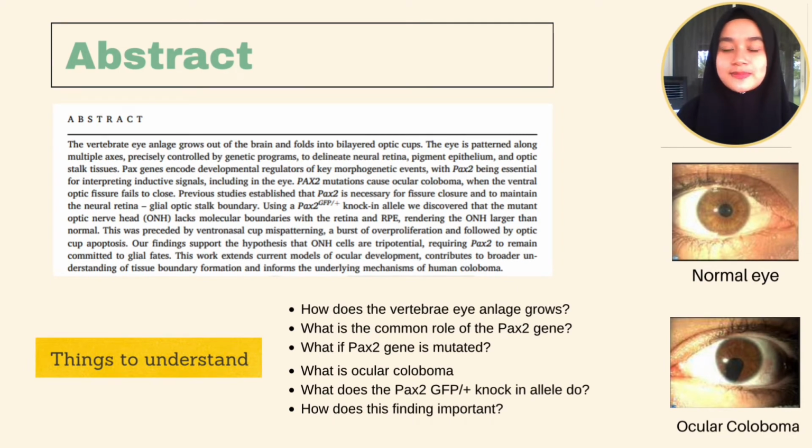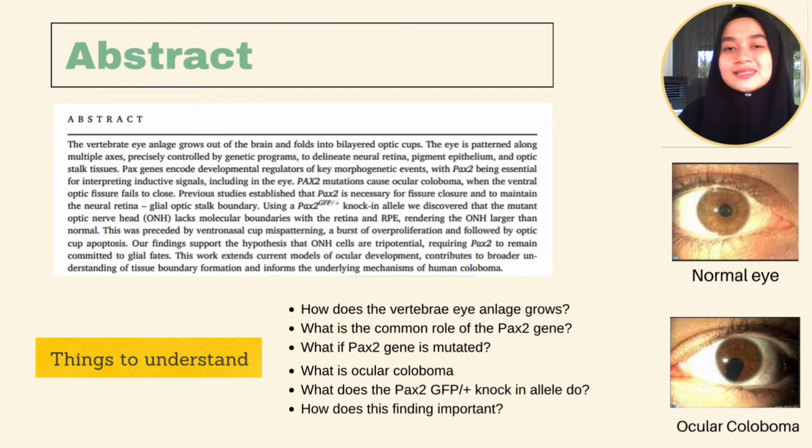So today I'm going to explain the abstract part of the article. There are a few things that we have to understand in order to extract the important information from this article. Firstly, how does the vertebrate eye and unlarge grow? Unlarge refers to the embryonic part of the eye which undergoes development, and this part grows out of the brain and folds into bilayer optic cups, and the eye is patterned along multiple axes, precisely controlled by genetic programs to portray the neuroretina, pigment epithelium, and also the optic stalk tissues.